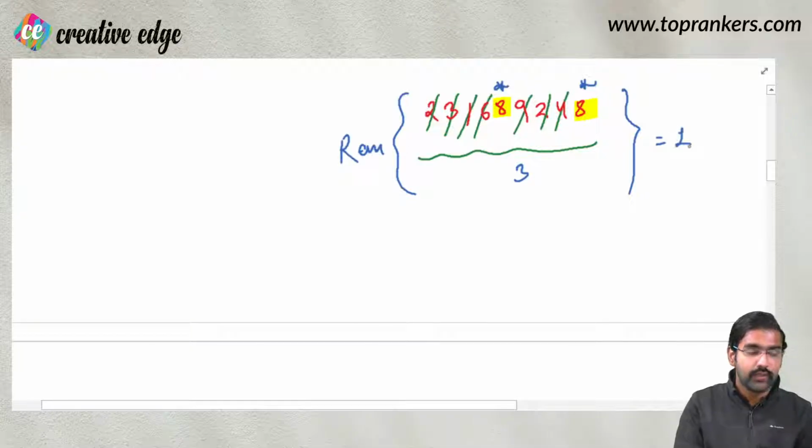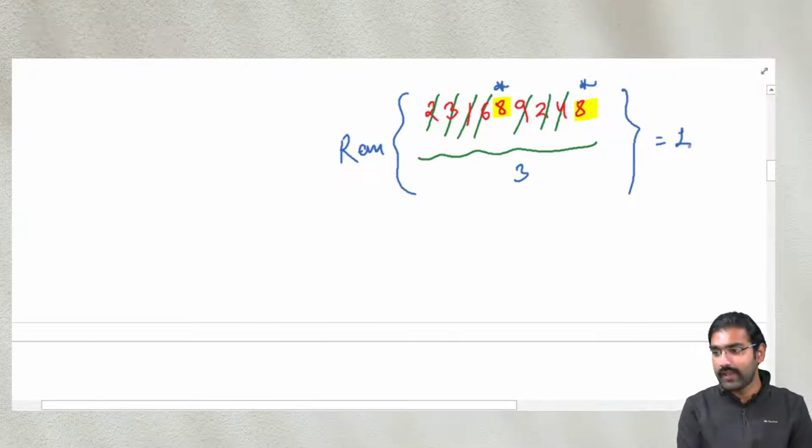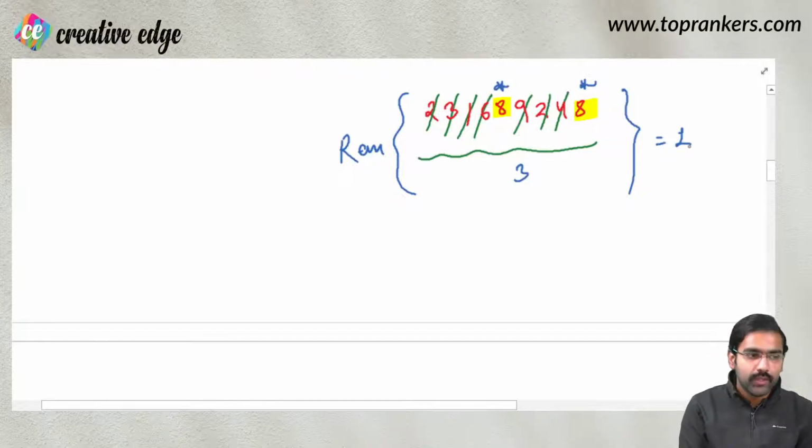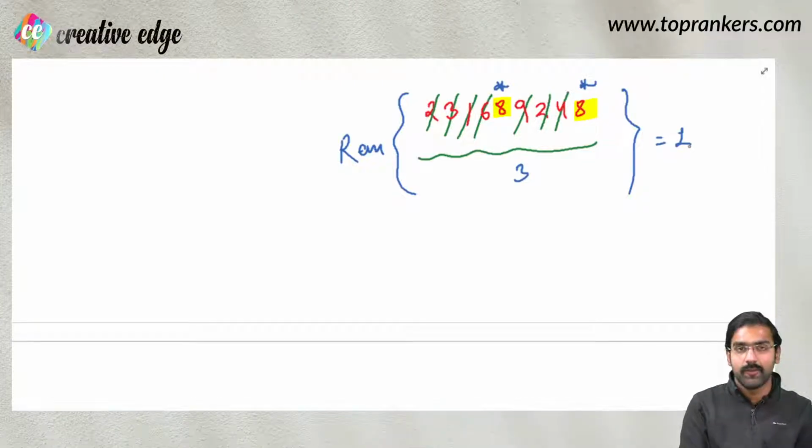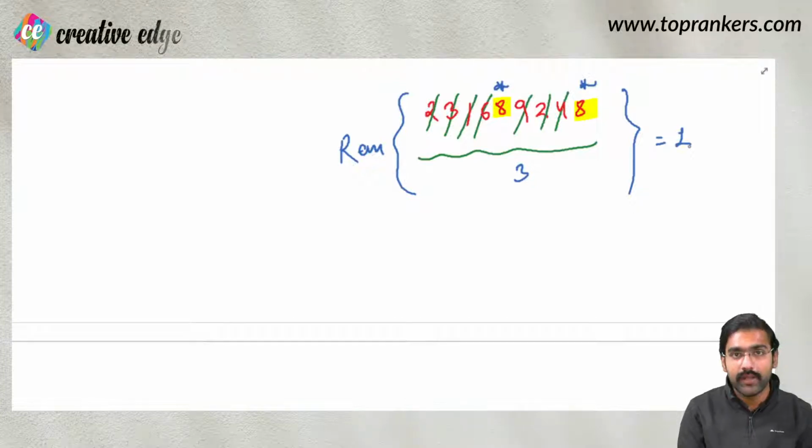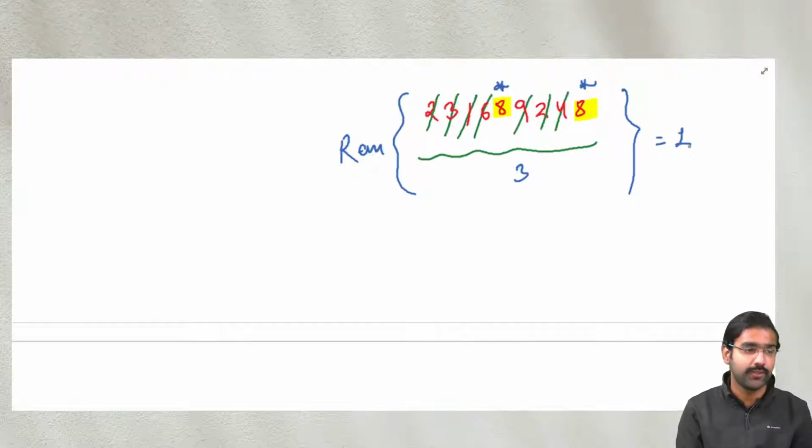So this not only helps you in figuring out whether the number is divisible by 3 or not, but also you can figure out what remainder you are going to get when the complete number is divided by 3. I hope that particular approach is clearly understood by everyone.